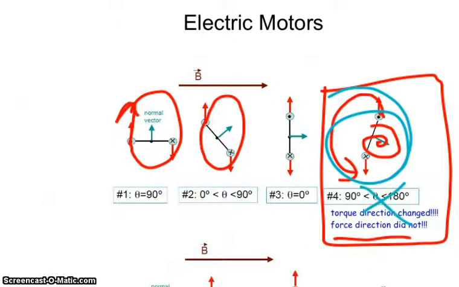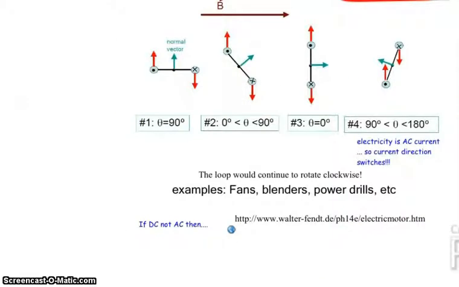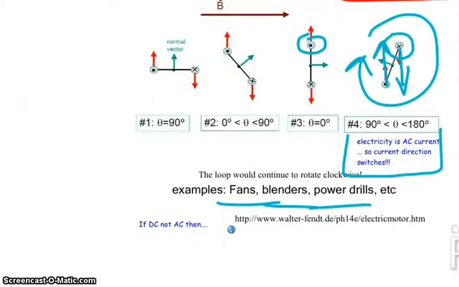The other way to solve it, which is the way that it happens in most of your appliances, is we use alternating current, which means the current direction switches. So where this was out of the page, it is now into the page. And by switching the direction of the current, you switch the direction of the forces, causing the torque to continue in the same direction. And this is how fans and blenders and power drills and things work. It has the loop going around in the same direction.